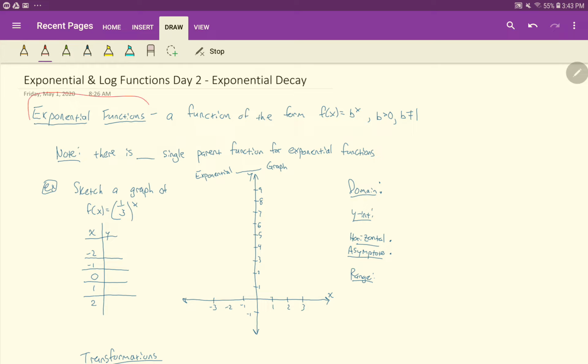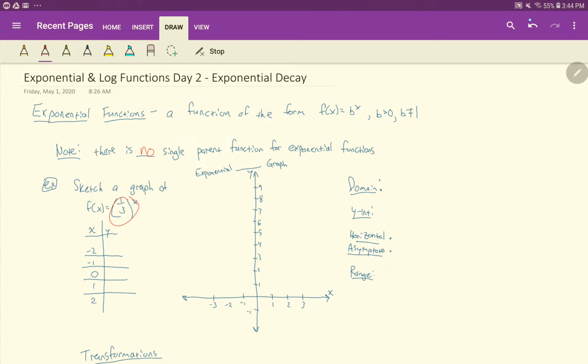So again, we're talking about an exponential function here, and exponential functions are functions of the form f of x equals b to the x, where b is greater than 0 and b is not equal to 1. We talked in the previous lesson about why b cannot be negative and why b can't be 1, so you can watch that video if you want to check that out. Note, again, as a reminder, there is no single parent function for exponential functions. This b can change, but they do categorize into two types: exponential growth and exponential decay. We'll talk about what makes them growth and decay after I show you this graph.